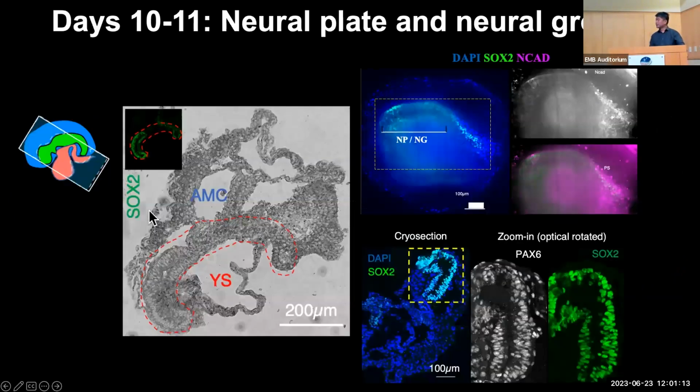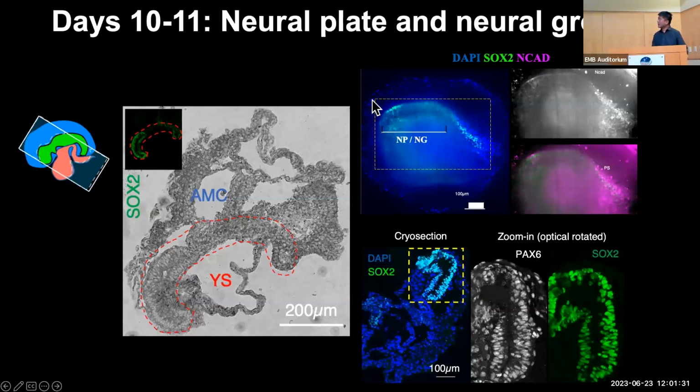So here is just another example cross-section at about day 10 and 11. We can clearly see this epiblast or neural plate-like structure marked by SOX2. From this image, it looks like they're forming a tube, but we're not sure. Maybe just a density of cells.